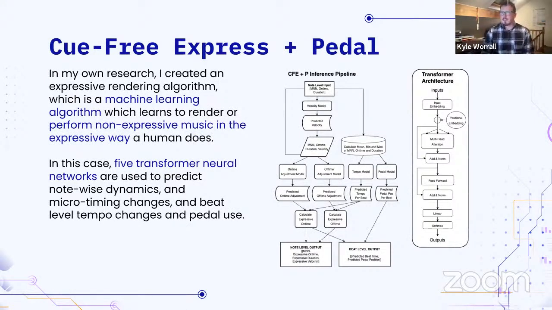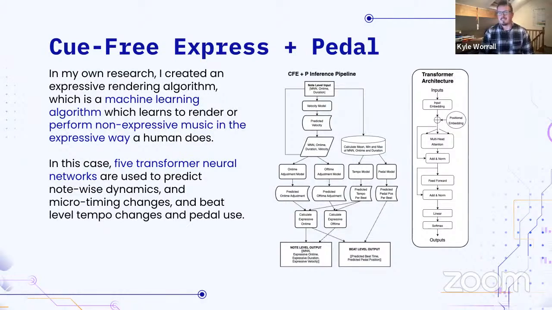So now to introduce Q3 Express plus Pedal. For anyone who has been following me on Twitter will have seen me talk about this over the last 2 years. So this is an expressive rendering algorithm, which is a machine learning algorithm that learns to render or perform non-expressive music data in the expressive way that a human does. In this case, we've used 5 neural nets.